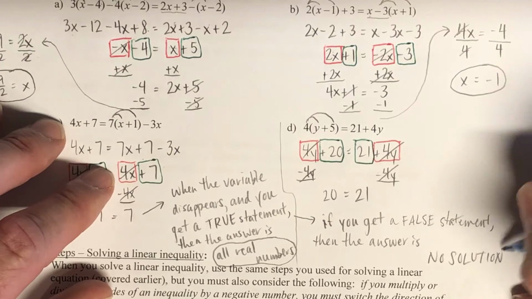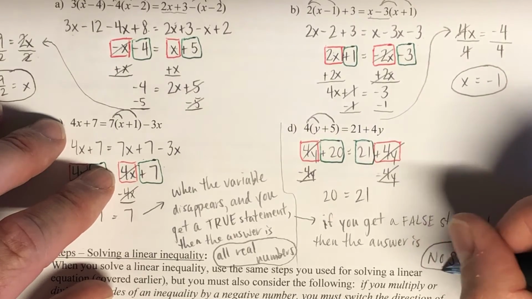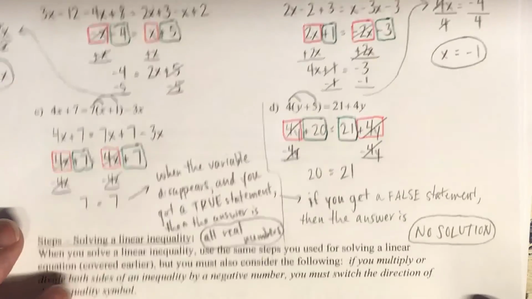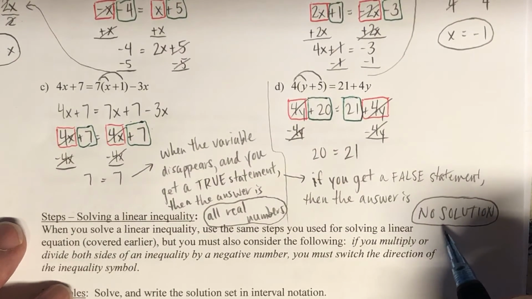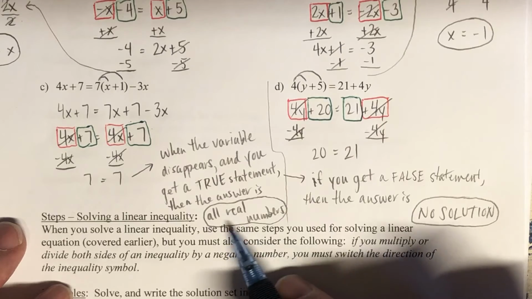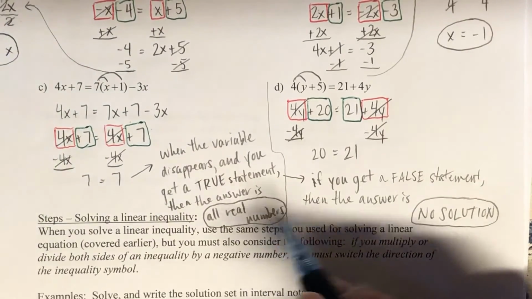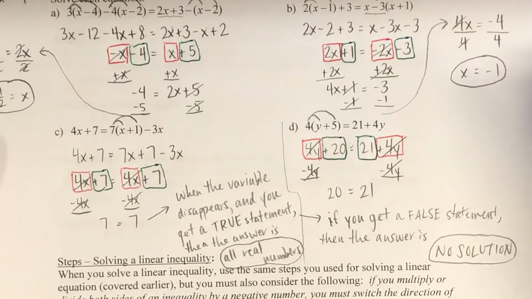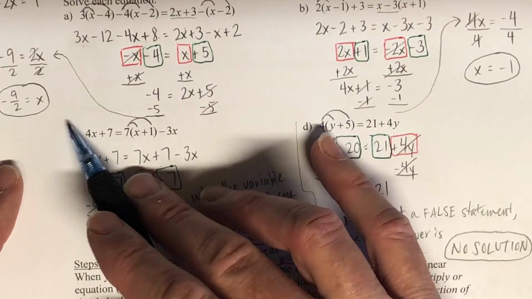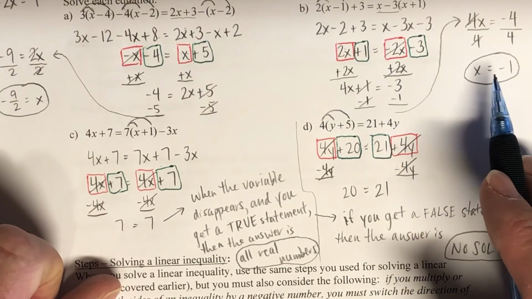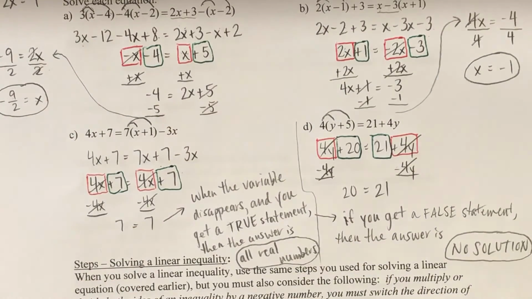Please remember, you guys, you can't just say true or false as your answer. That's not the answer. You got to tell me what the solution is. So if there's no solution, you got to say those 2 words. If it's all real numbers, you got to say those words. And if the variable does not disappear, at least with linear equations, you will always get one answer. Here it's -9/2. Over here it's -1.